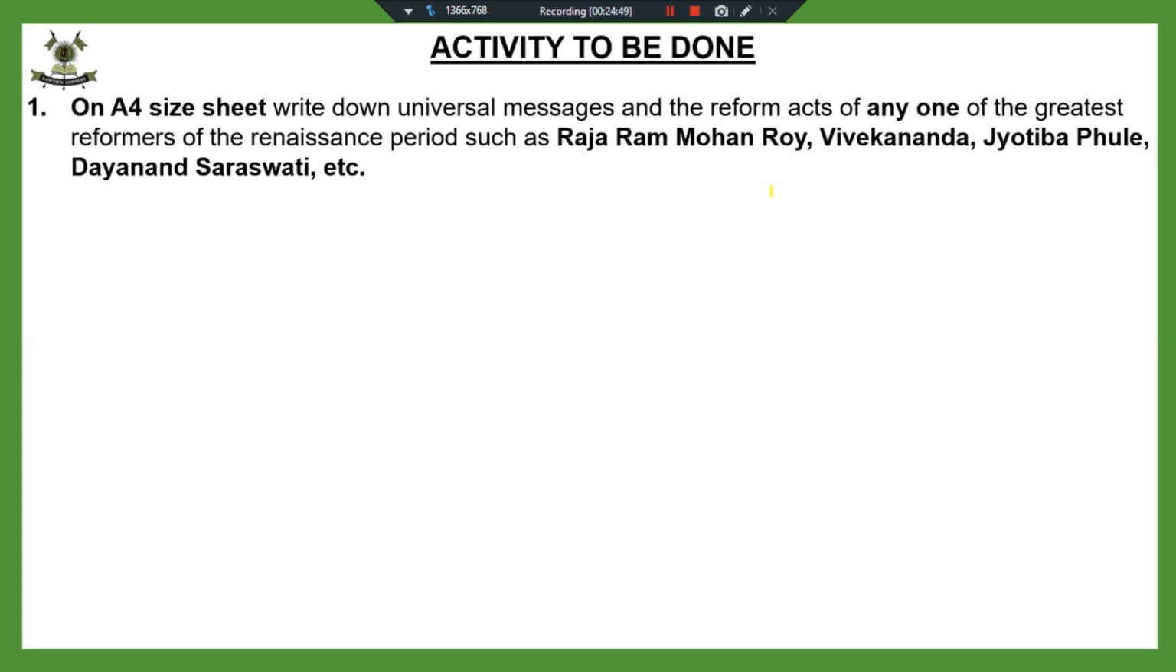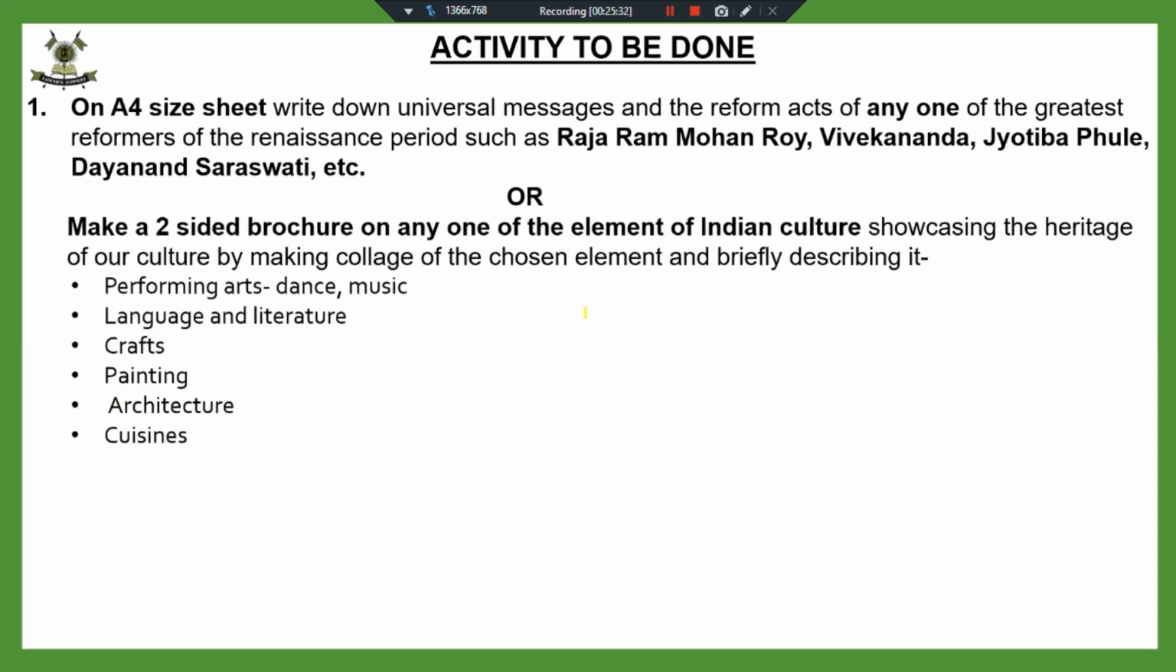Raja Ram Mohan Roy, Vivekananda, Jyotiba Phule, Dayanand Saraswati. You can pick anyone amongst the list I have given here, or you can pick your own reformer, but that reformer needs to be of the modern era, during the time of the British. What you are going to do is write down the universal message and the reforms undertaken by these people. You have to make a proper list of the universal message and the reform acts done by any one of these reformers. Properly. Just don't scribble some things and give them to your teacher. No, you're not doing that. Or, if you don't want to do this project, I'm giving you an option too.